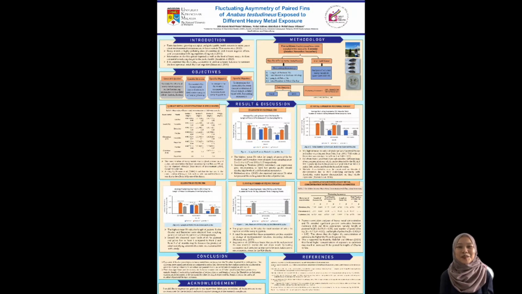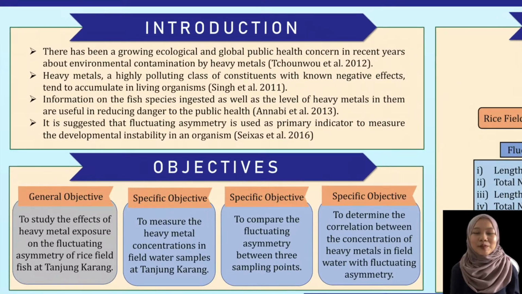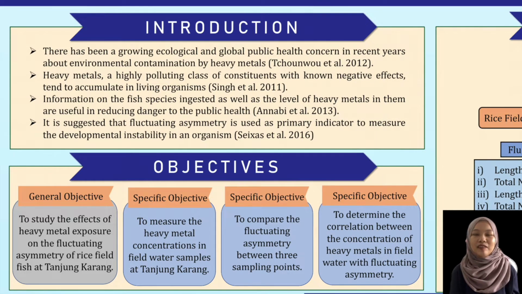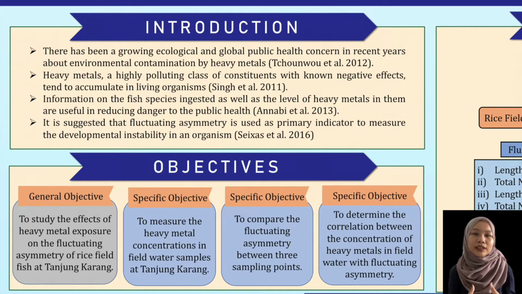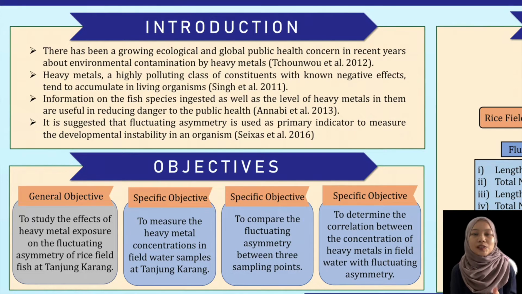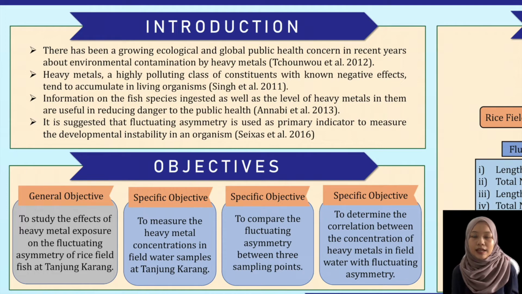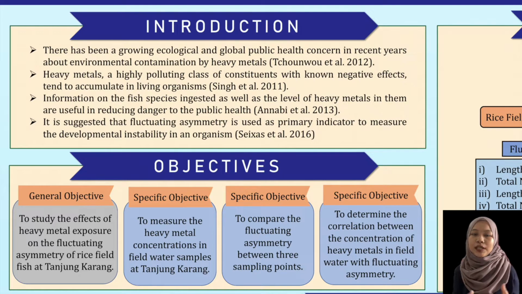I will start by introducing the topic today. Did you know that there has been a global public health concern about environmental contamination because of heavy metals? Based on Singh 2011, heavy metals are a highly polluting class of constituents and they tend to accumulate in living organisms, for example, insects, animals, trees and human beings. Therefore, it is important to know the information on the fish species ingested and heavy metal levels in them in order to reduce danger to public health. And it is proposed that fluctuating asymmetry be used as the main indicator to measure the organism's developmental instability.